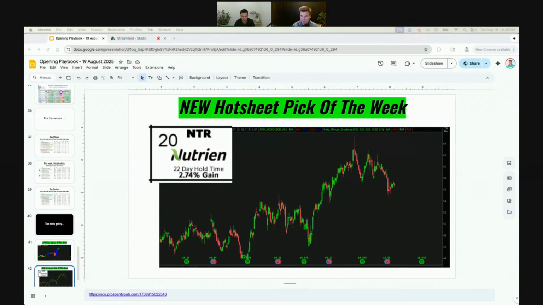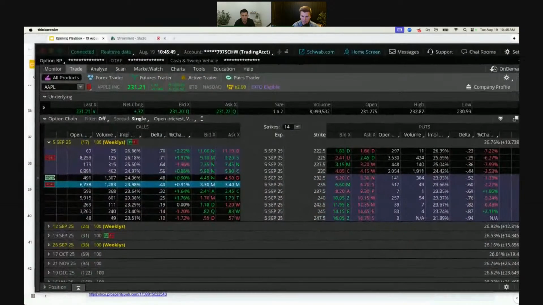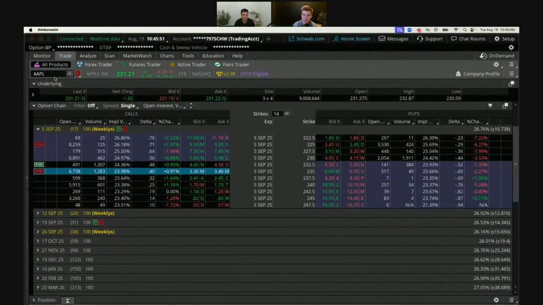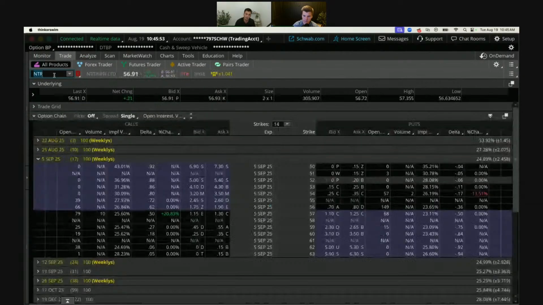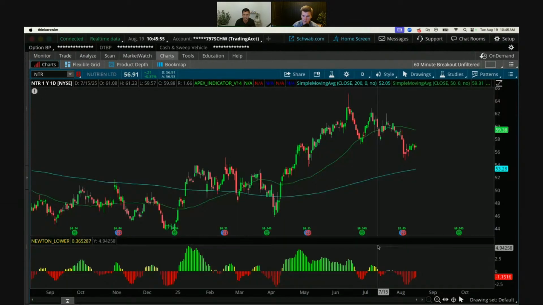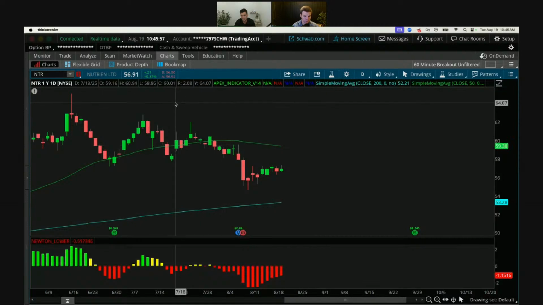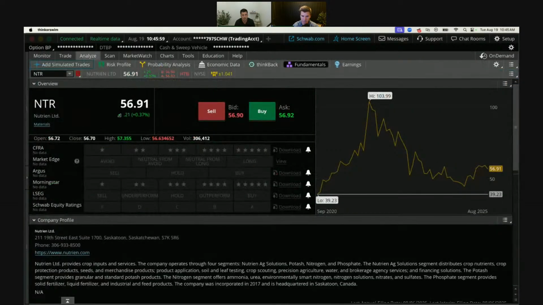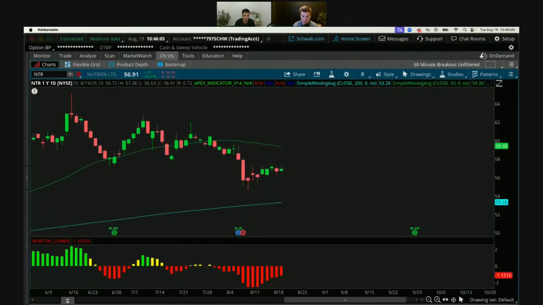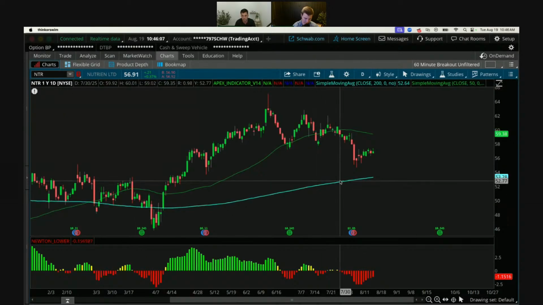So let's look at NTR. Again, this is not a stock that I normally trade, but when we know seasonally it's gone up 10 years out of the last 10, it might be one we want to take a look at. Oh, it is a material stock. So again, typically I'd say let's stay away from this one. However, we know it is seasonally strong, so we can throw a little nugget out there and see what happens.